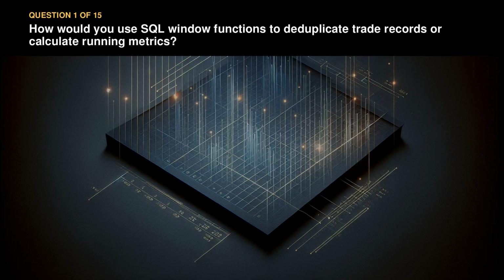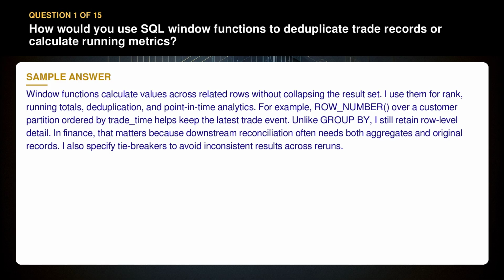Question 1. How would you use SQL window functions to deduplicate trade records or calculate running metrics? Window functions calculate values across related rows without collapsing the result set. I use them for rank, running totals, deduplication, and point-in-time analytics. For example, row number over a customer partition ordered by trade time helps keep the latest trade event. Unlike group by, I still retain row-level detail.